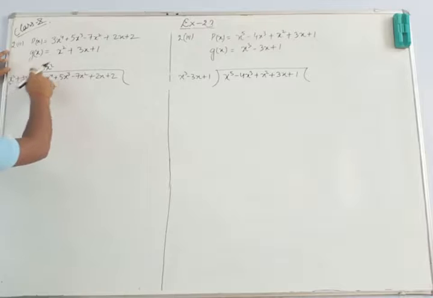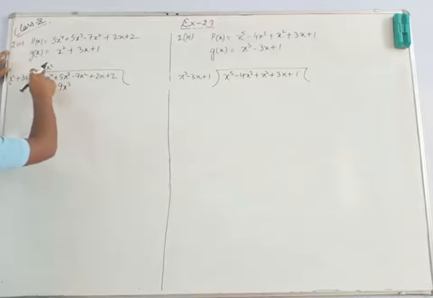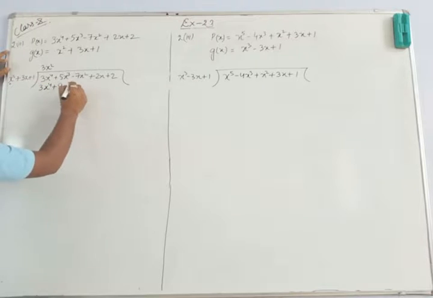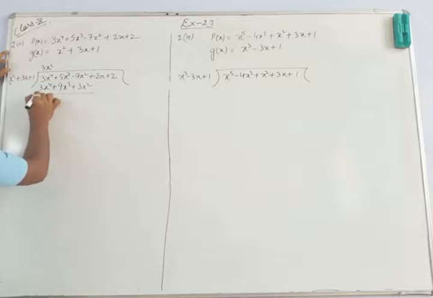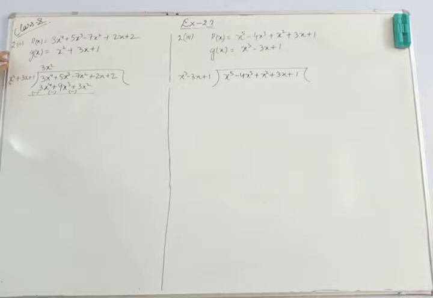3 3s are 9. x square into x will give you x cube. So 9x cube. Again the multiplication of these two plus 3x square. Now this one becomes negative, this one will also become negative, and this one will also become negative. Now these two terms will get cancelled out. Here plus 5x cube and minus 9x cube will give you minus 4x cube.